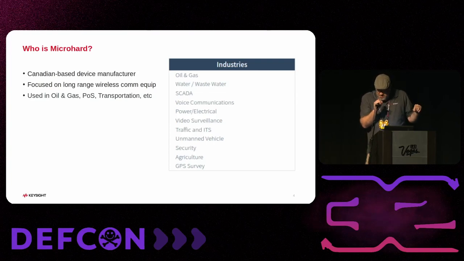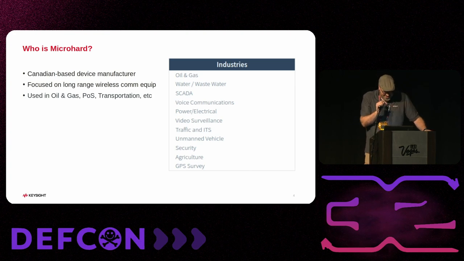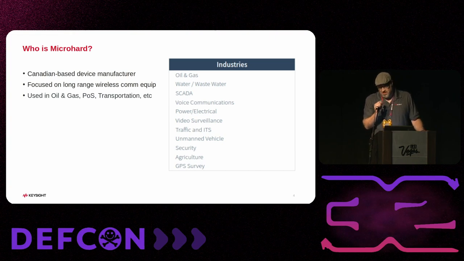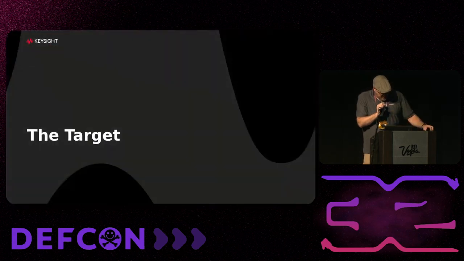Let's talk about who MicroHard is. They're a Canadian-based device manufacturer. They make basically cellular bridges for Ethernet and serial devices. They're used in lots of different environments that people really care about, such as power utilities. I see unmanned vehicles listed on their list of industries. Just basically everywhere you could possibly think of needing to remotely access a device, they claim to be involved in some way. Okay, so that's MicroHard as a company.